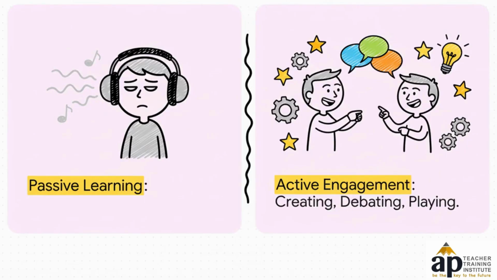Let's really look at the difference here. On one hand, you have passive learning, just listening to a lecture or reading some text. And look, that has its place. But for language learning, it is just not enough. The real progress, the magic, happens when students are actively engaged. I'm talking about when they're creating their own sentences, debating ideas, or even just playing a language game. They're not just remembering the language, they're actually using it. And that, right there, that's our goal.